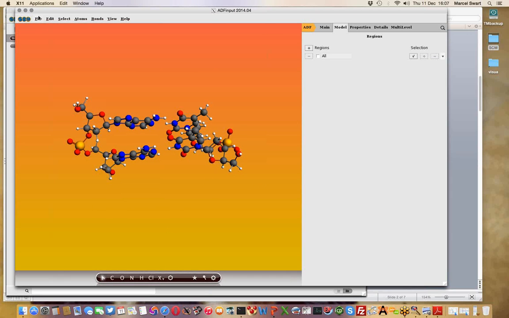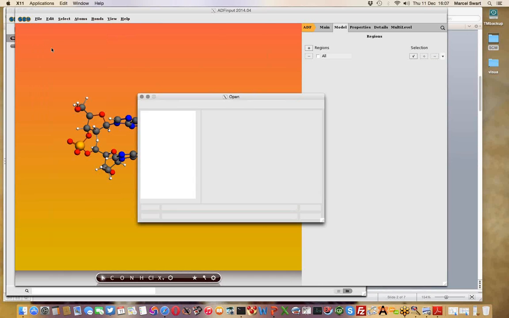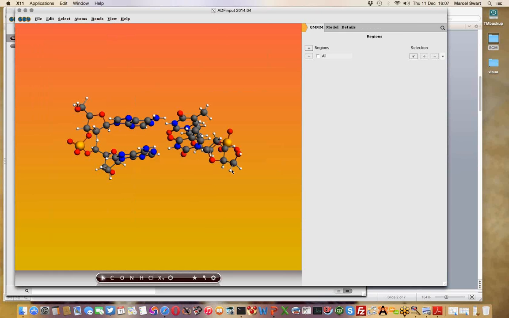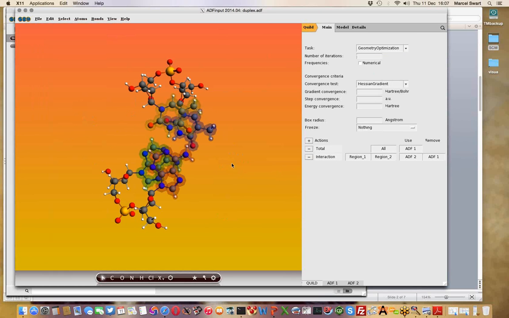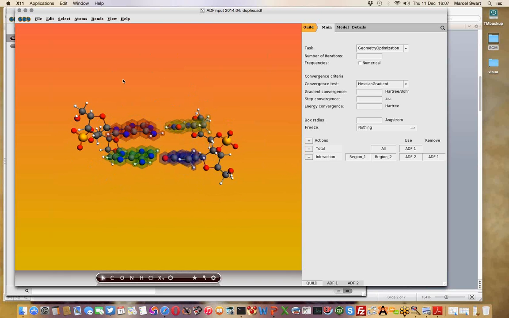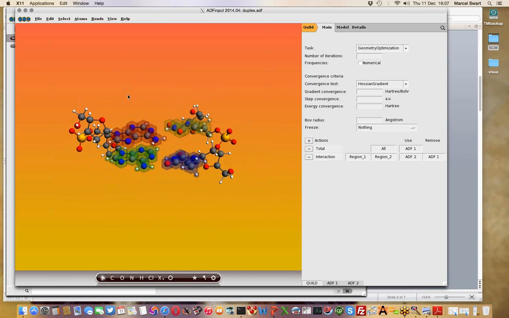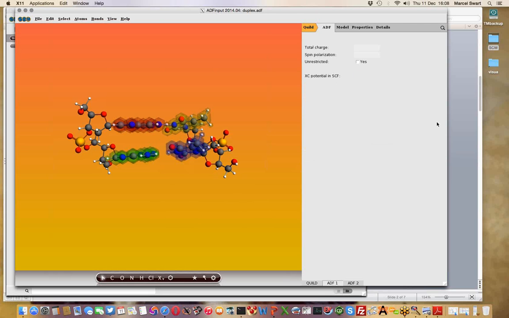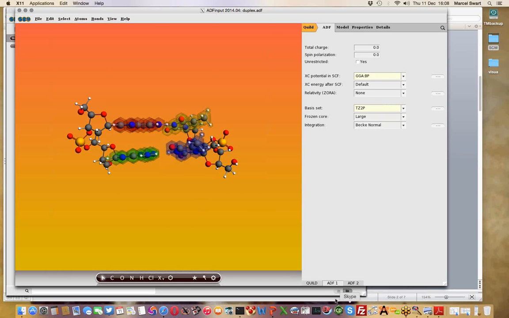So I've already prepared this a little bit with the ADF GUI. Here you have again the DNA duplex with the different bases. And basically the total you obtain, you calculate with ADF1. And for ADF1 here I've chosen to use Becke-Perdew with a large basis set.